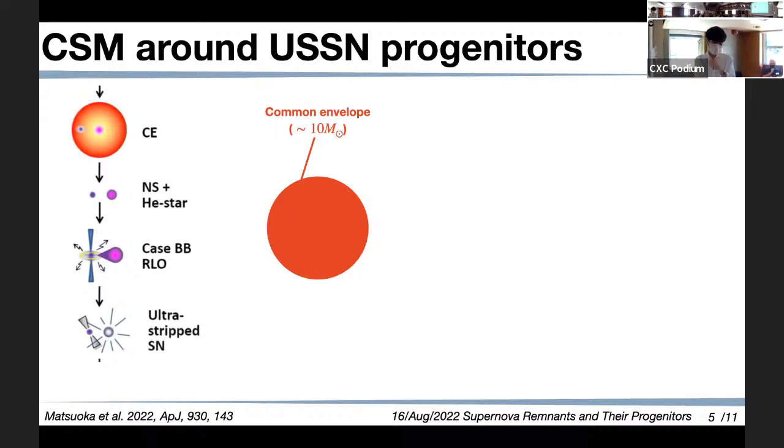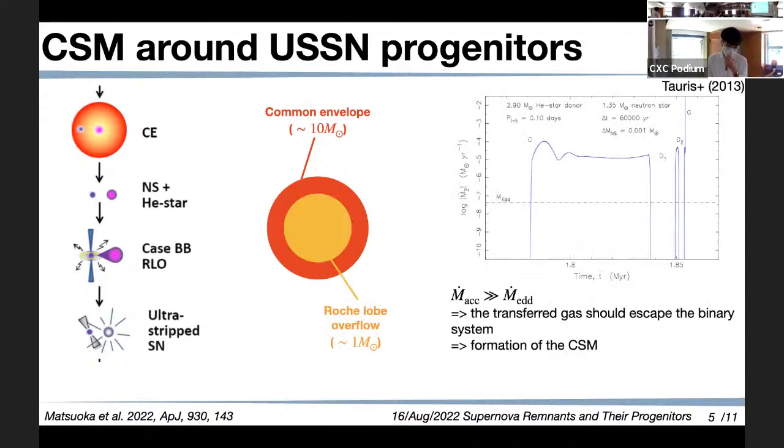One is the common envelope. At first, the progenitor experiences the common envelope interaction, and the ejected hydrogen material will be distributed in the outermost layer of the CSM. In the next stage, the progenitor experiences the Roche lobe overflow, and the helium gas stripped away by the Roche lobe overflow will first stream toward the companion neutron star.